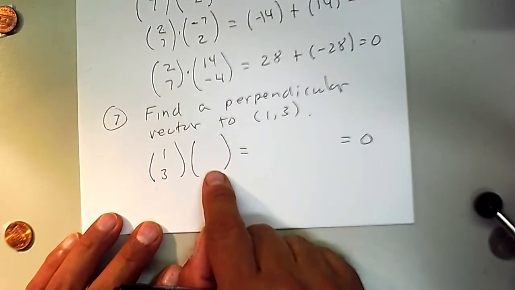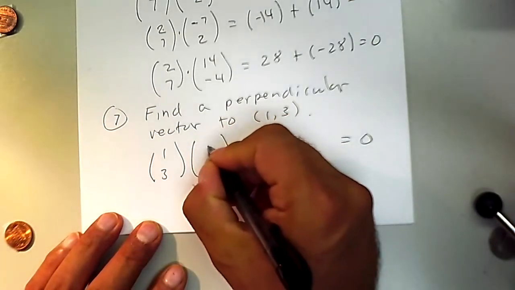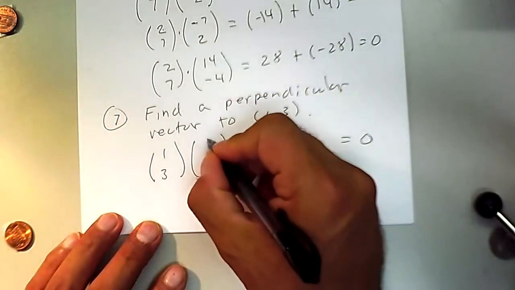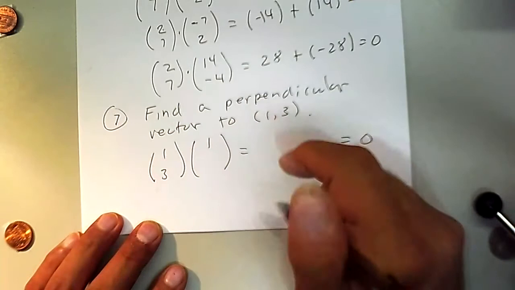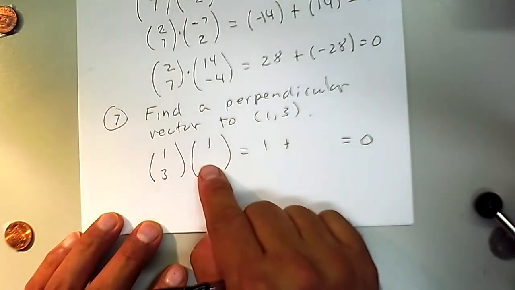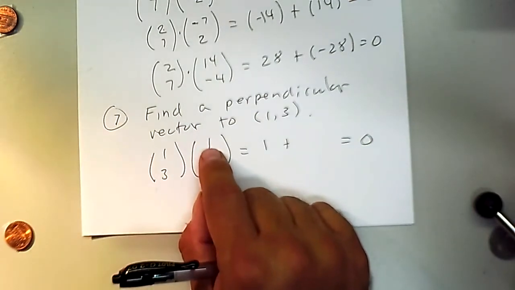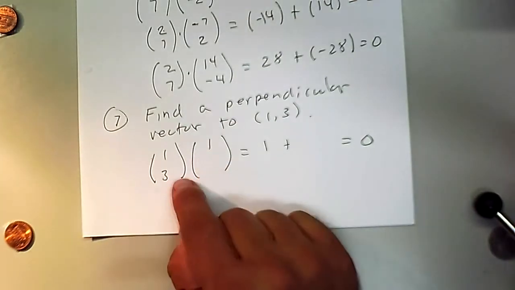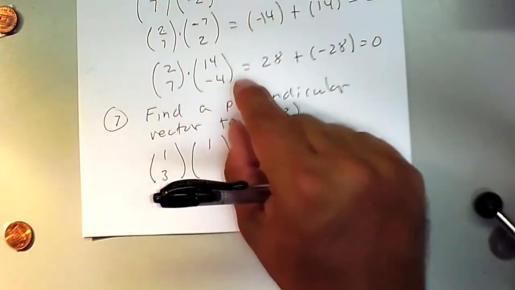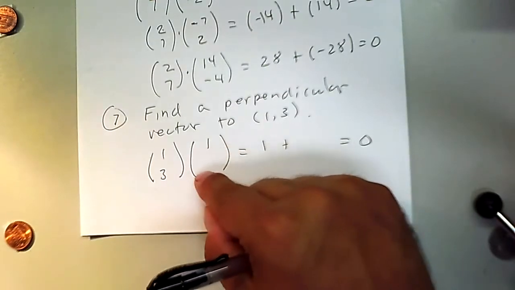The thing is, there's almost too many choices. You can fix one number. Will 1 work? Will any number work? Let's try 1. So 1 times 1 is 1 plus, now here's the other number. I picked 1 at random, because there's too many vectors that will answer the question. So I want to pin down one of the answers by fixing one of the numbers.